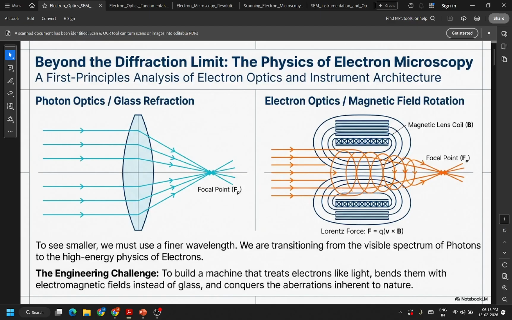and hence this causes the electrons to move in circles inside the magnetic field. And since they already have a velocity, these circles form helical paths, and as they come out of the magnetic field, all the electron paths are rotated, and they get focused on a point.